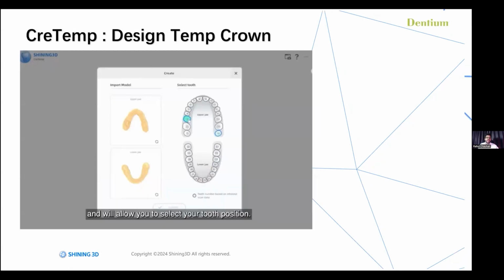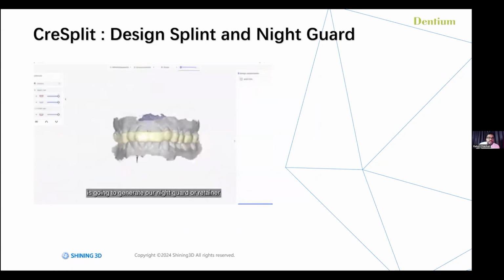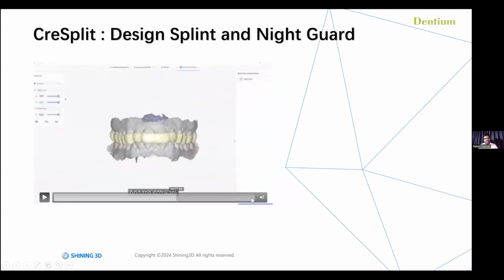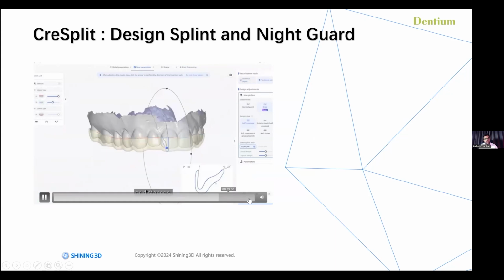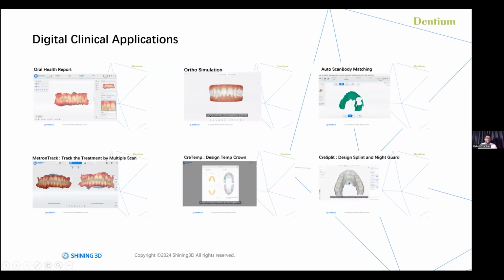And like crown designing, you can design a splint and night guard in our application called Crea Splint. Same thing, you have to select and give the inputs. It will automatically design the splint or night guard. You can do modifications as well. So these are a few of the applications available in our software.